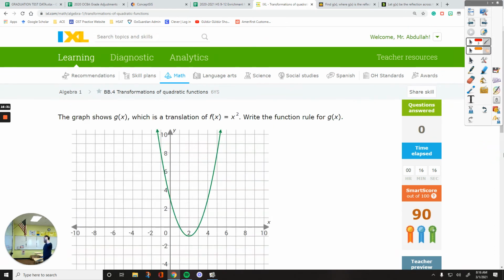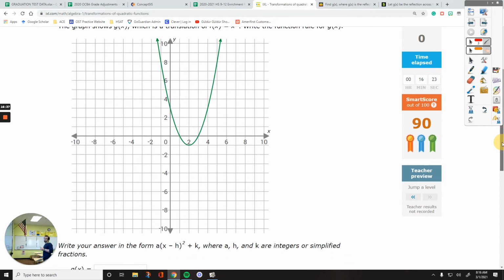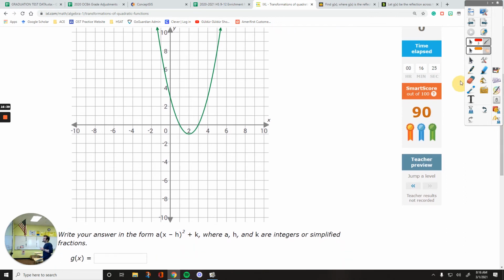And then in the next level, let's see what is going on here. Okay, this is the last one, and then I will just write some examples, and hopefully we are going to finish this assignment in under 20 minutes. Okay, write your answer in the form.